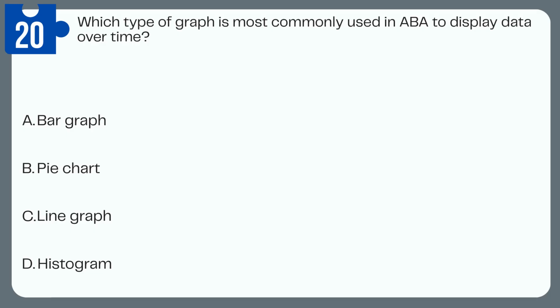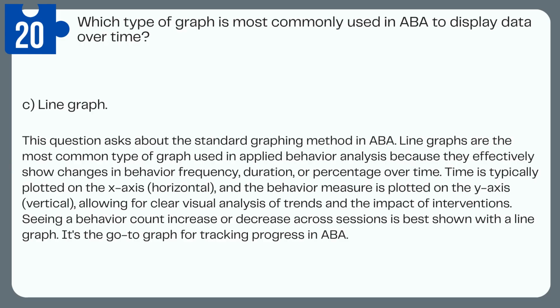Question 20. Which type of graph is most commonly used in ABA to display data over time? A. Bar graph. B. Pie chart. C. Line graph. D. Histogram. Answer C. Line graph. This question asks about the standard graphing method in ABA. Line graphs are the most common type of graph used in applied behavior analysis because they effectively show changes in behavior frequency, duration, or percentage over time.